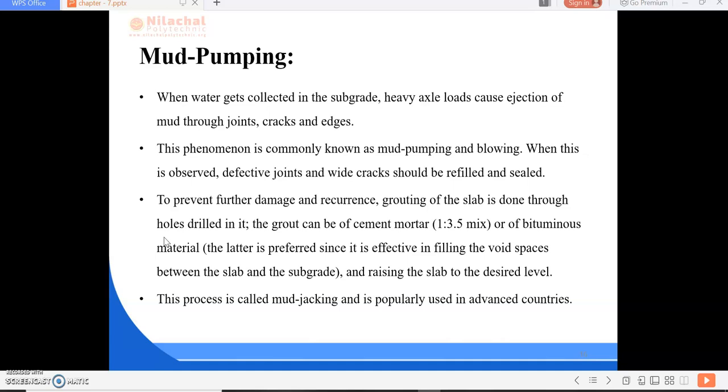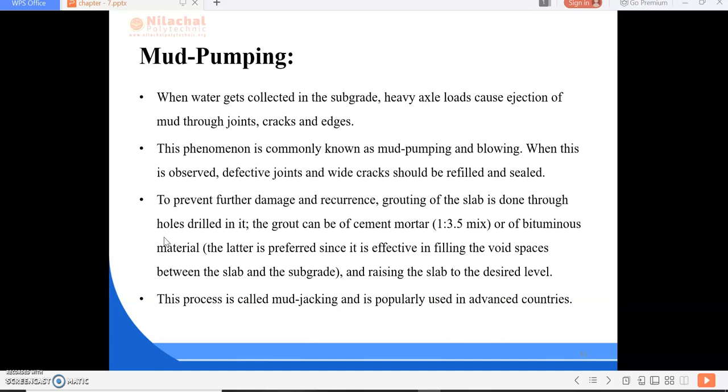The grout can be of cement mortar in 1 is to 3 or 1 is to 3.5 mix, or of bituminous material. The latter is preferred since it is effective in filling the void spaces between the slab and the subgrade and raising the slab to the desired level. This process is called mud jacking and is popularly used in advanced countries. It is used to indicate the raising of a settled cement concrete slab or filling the voids beneath the slab with cement grout or cement mortar.